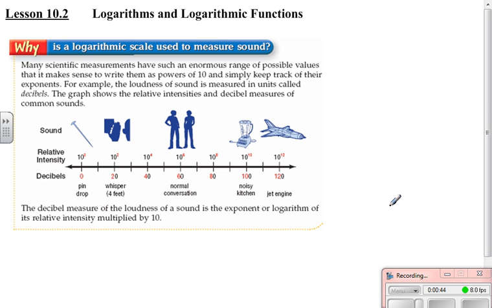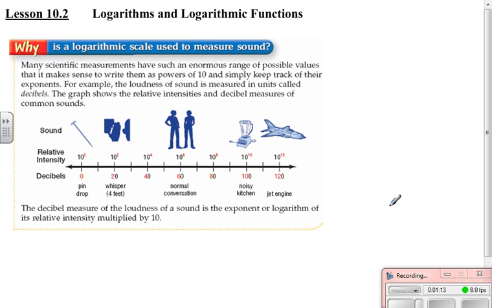So, why is a logarithmic scale used to measure sound? This is one application. Many scientific measurements have such an enormous range of possible values that it makes sense to write them as powers of 10 and simply keep track of their exponents. So it's kind of a shorthand notation. For example, the loudness of sound is measured in units called decibels. The graph shows the relative intensities and decibel measures of common sounds.